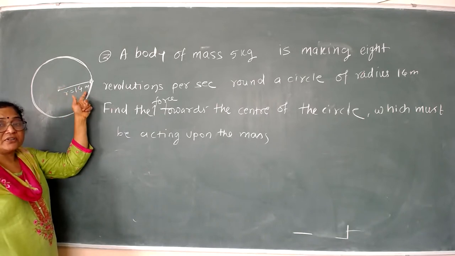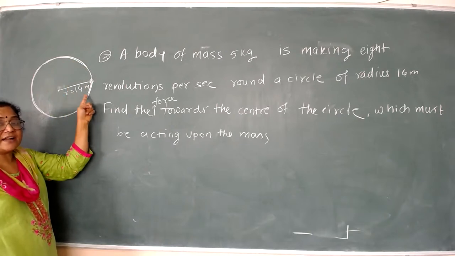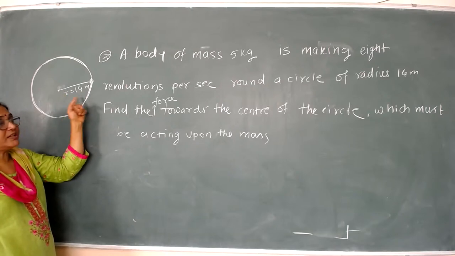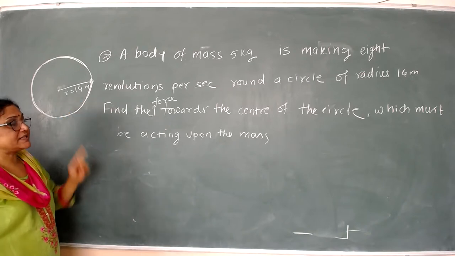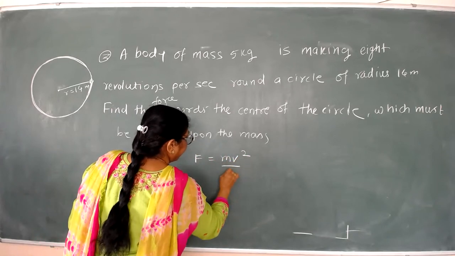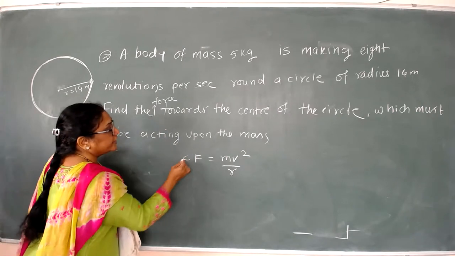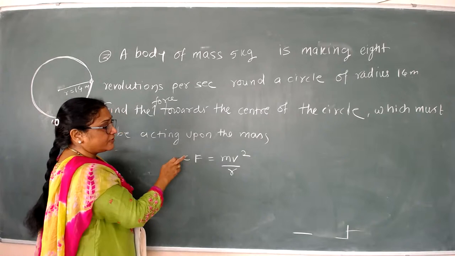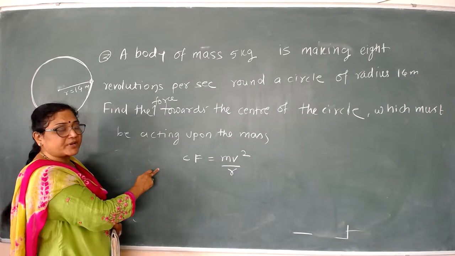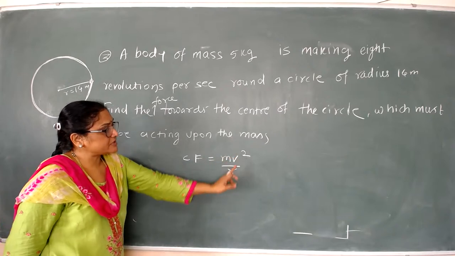And the force with which the body is moving around the circumference of a circle is known as the centripetal force. So in the last derivation, we derived the related formula for the centripetal force. The formula is, centripetal force F is equal to M V squared divided by R. Remember the related formulas. Formulas are very important. Make a list of the formulas and remember them for the first year and second year. Here, centripetal force is equal to M V squared by R.